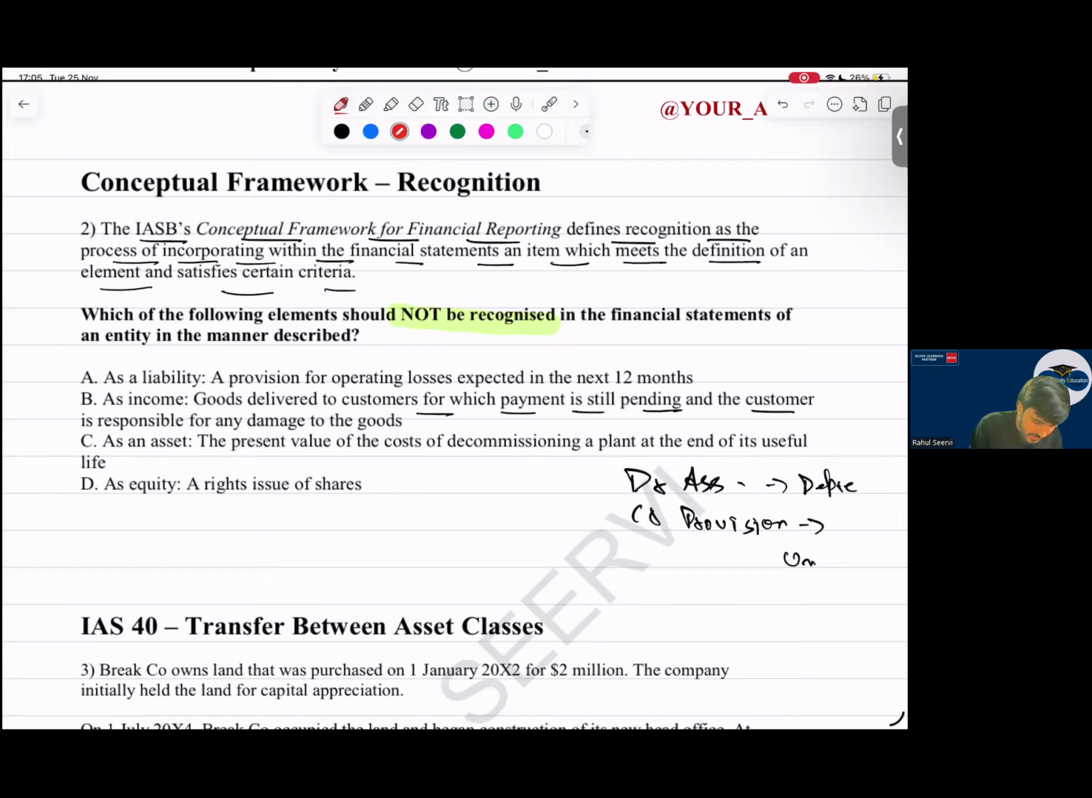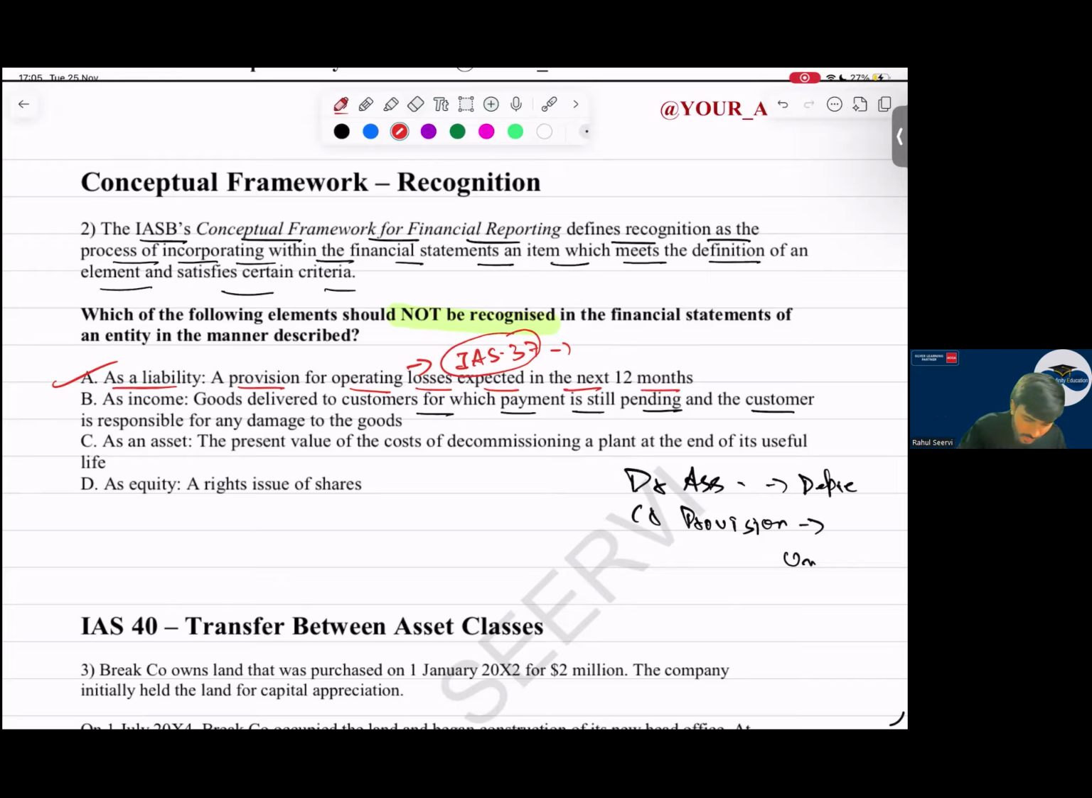For sure your answer is A. As a liability, a provision. Yes, sir, if a provision is there, we recognize the liability. But a provision for operating loss expected in the next 12 months. Do we recognize a provision for operating losses? No. Remember your IAS 37, I have given 7 to 8 cases. In operating losses, we will never recognize a provision, because there is no obligation. It is based on a future event, not a past event.